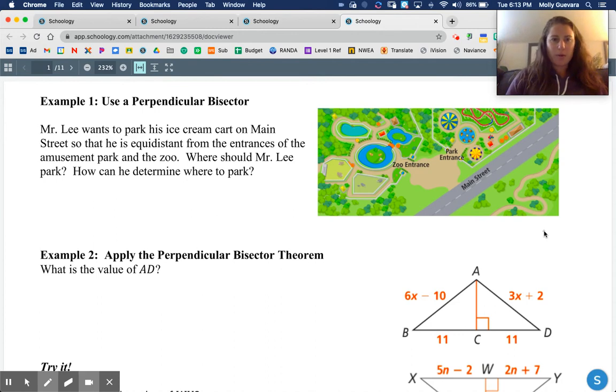So let's look at example 1 here. It says Mr. Lee wants to park his ice cream cart on Main Street, so somewhere along this road, so that he is equidistant from the entrances of the amusement park and the zoo. So here's the zoo entrance, here's the amusement park entrance, and he wants to be equidistant. Where should Mr. Lee park? How can he determine where to park? Well, if he wants to be equidistant, let's say between this point and this point, he can find the perpendicular bisector.